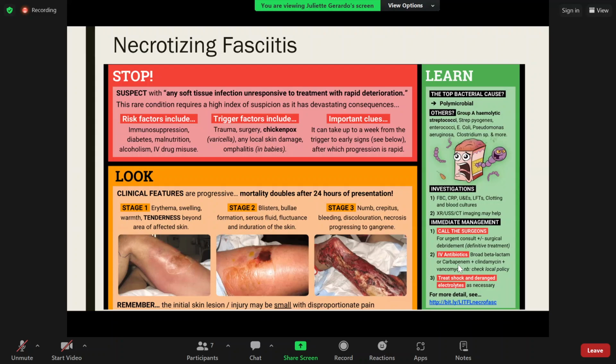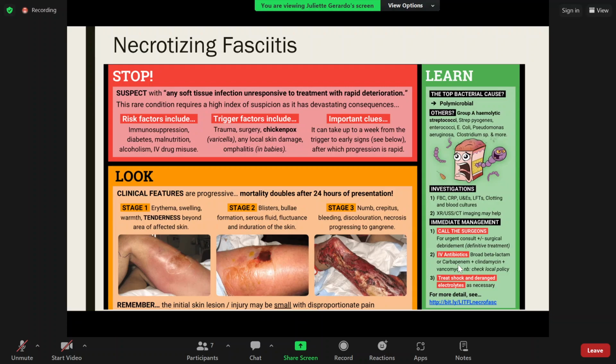But once it starts progressing to the form where it has rapidly increasing erythema and pain out of proportion, from that point, it can increase very quickly. And mortality doubles after 24 hours when it starts to get to this level of presentation. So on the side here is just remembering that most of the time these infections are polymicrobial, they can be due to either group A strep or the Clostridium bacteria, which is often what forms that gas in there.